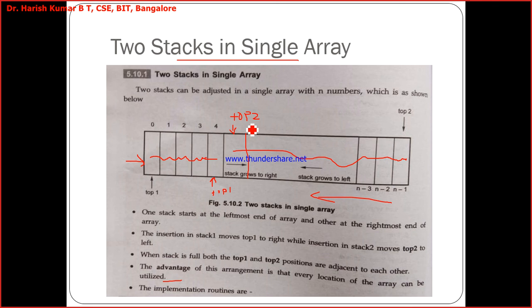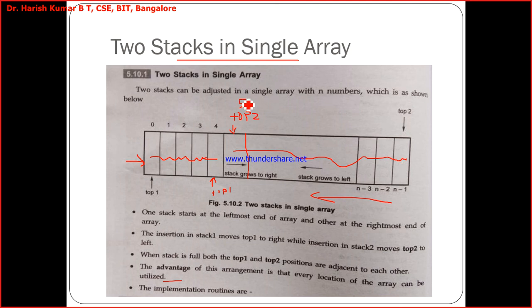Stack is full. And similarly, now when I try to insert for top 2, I want to insert to the top 2. So how do I check the full condition? Top 2 minus 1 is equal to top 1. Are people following? So this top 2 value will be how much here? 5. Correct, right? I want to insert it to this stack 2, which is growing from right to left.